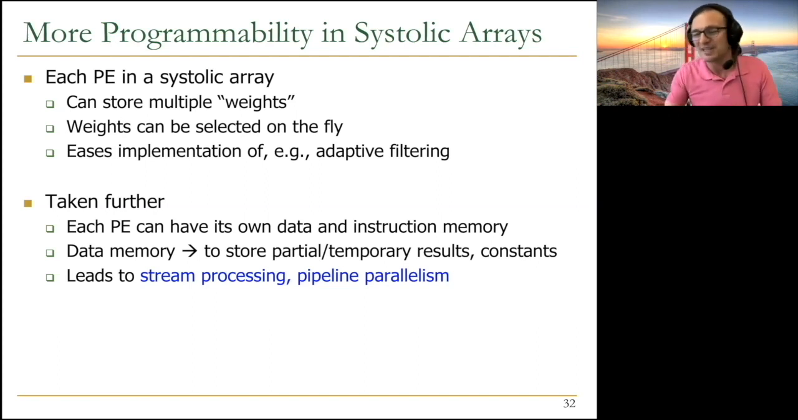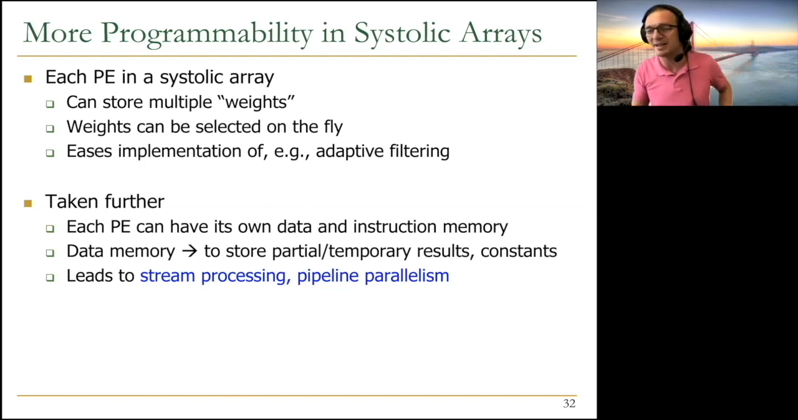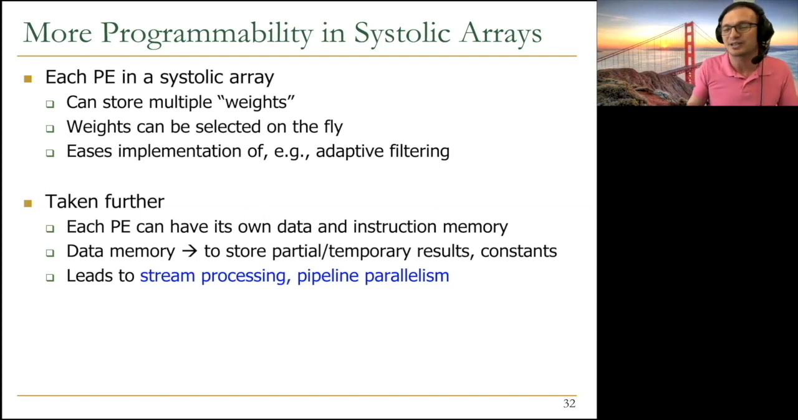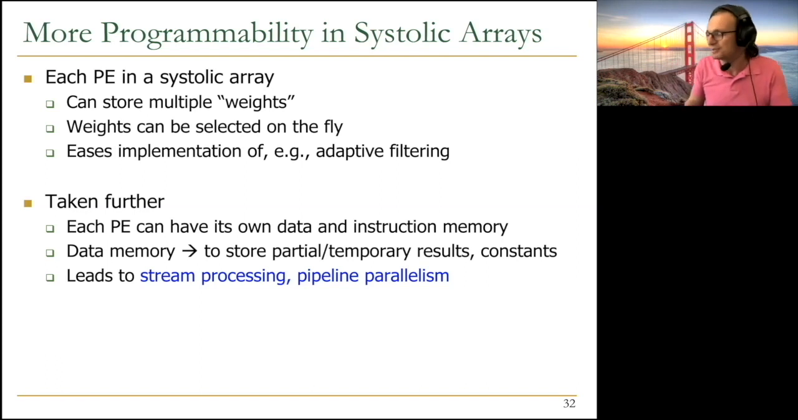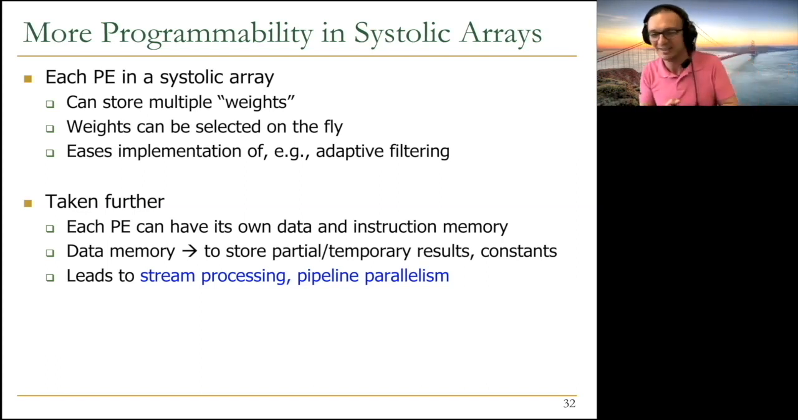And matrix multiplication may not be the best example also. There are better fits for systolic arrays, where you really do more with an individual data element, basically. In matrix multiplication, you actually don't do a whole lot with an individual data element. So that's a very good observation.